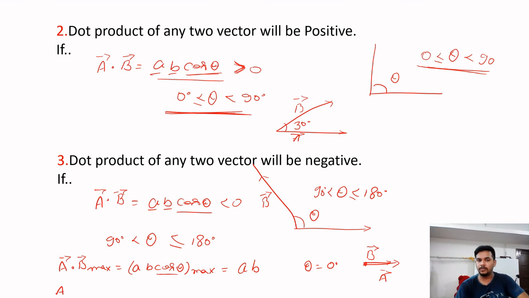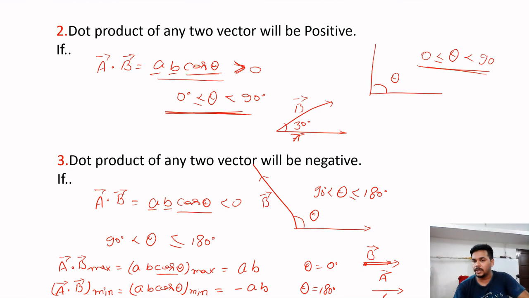When will the dot product of any two vectors be minimum? It will be minimum when ab cos theta is minimum. The minimum of cos theta is -1, so the value will be minus a into b. And this is only possible when cos theta is -1, which is only possible when theta is 180 degrees.